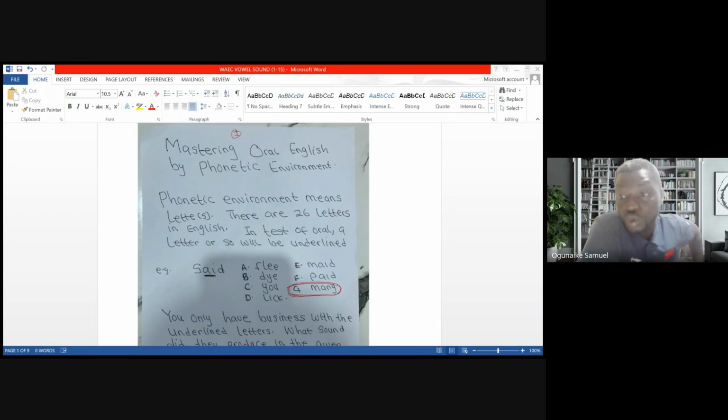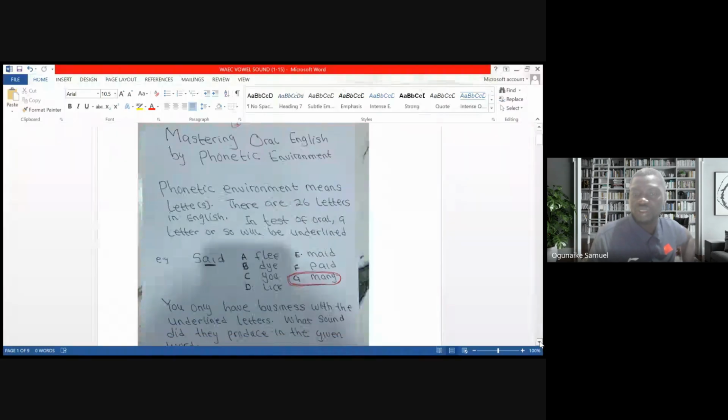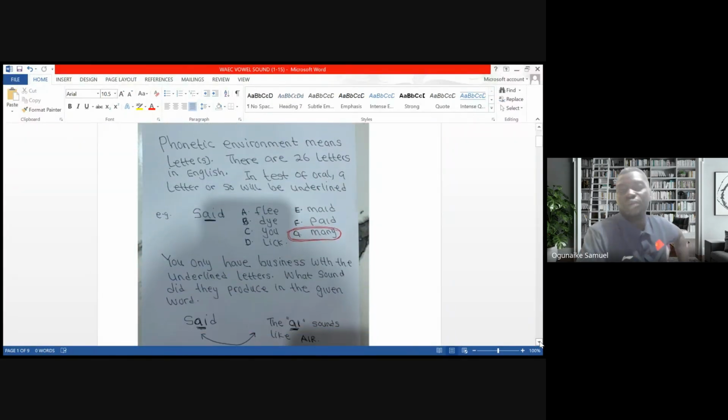Okay, and we know that word is said. At least we pronounce that one correctly. You see, you only have business with the underlined letters. You must understand that. You only have business with the underlined letters, in case there are two. And in most cases, there are two. So I don't have business with the S or with the D. It's the AI. And when I pronounce it, said, the AI gives me something like A.